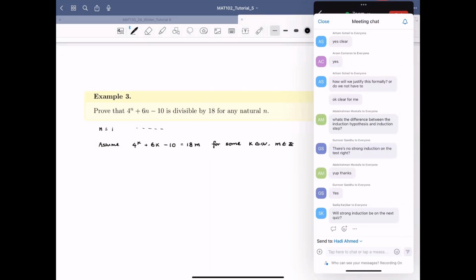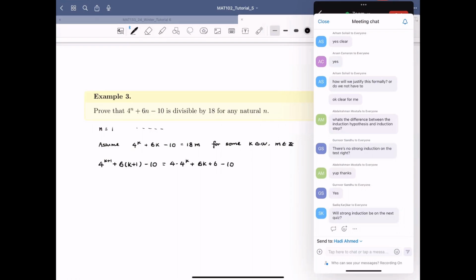And then I need to show 4 to the power of k plus 1 plus 6 times k plus 1 minus 10. I want to show this expression is divisible by 18. Okay? That's what I need to do. And to do this, it's actually always the same. There's not much difference. To do this, guys, I expand it first. I write it as 4 times 4 to the k plus 6k plus 6 minus 10.